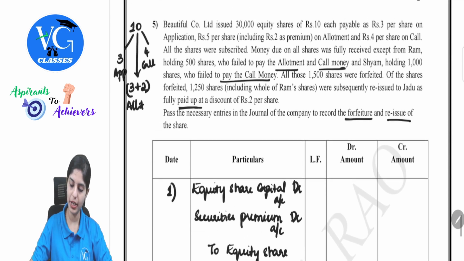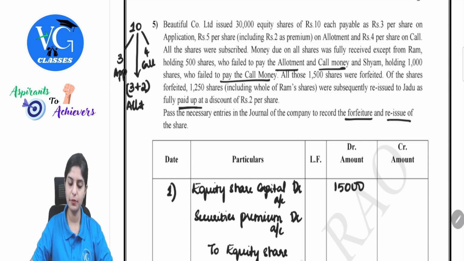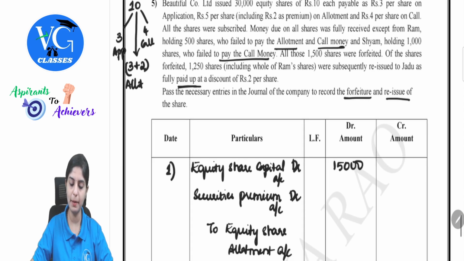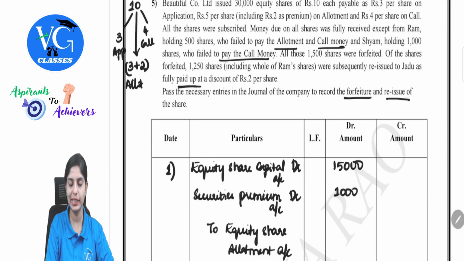So how much for the share capital? Totally 1500 shares are getting cancelled. 1500 into 10. So this will be 15,000. How much for securities premium? This is only with respect to shares held by Ram. 500 shares into 2 rupees as the premium. So this will be 1000. All of you understood till here.